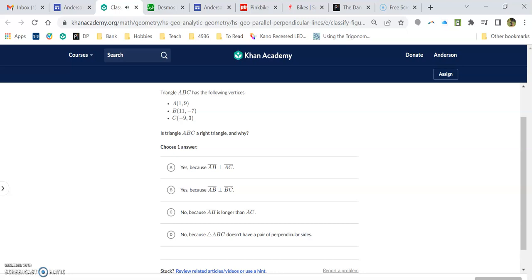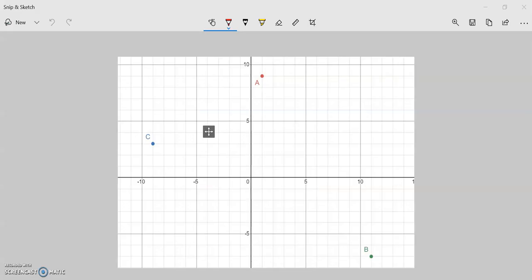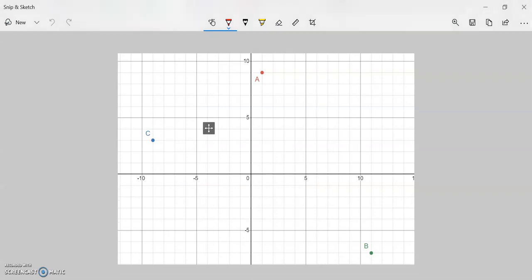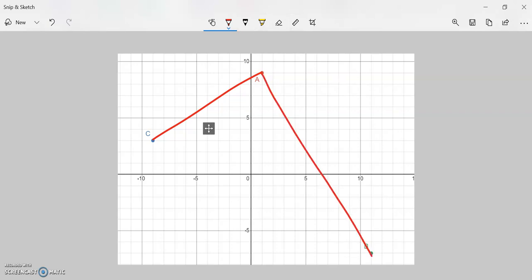Okay, another one. It's asking if this is a right triangle, so I'll go plot this over in Desmos. Okay, got it plotted. It's asking if it's a right triangle. So let's connect the dots. Oops, that's a bad line. Okay, it looks like it might be, so let's do some math to confirm. This angle right here is going to be our right angle.